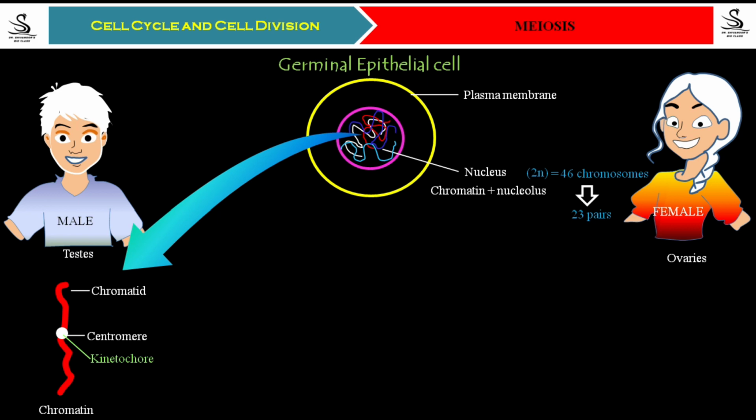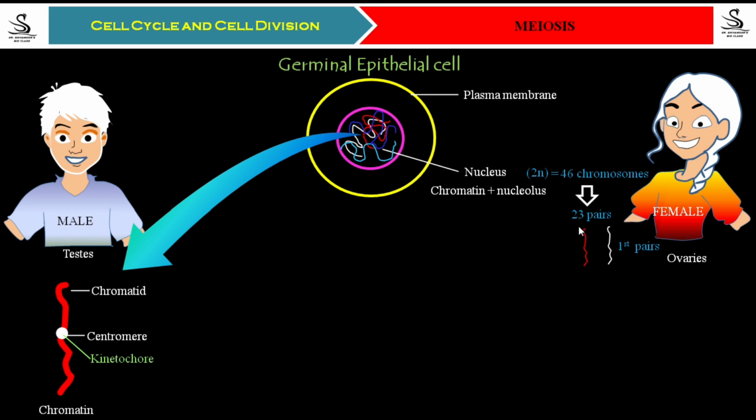What does it mean by pair, students? Most of the time we say pair, one pair, two pair. Whenever we say pair, it means they are present in two copies. Now, suppose for example we consider this red colored chromosome. I have drawn the chromatin here, and this is one more chromatin. We can say both together are the first pair.